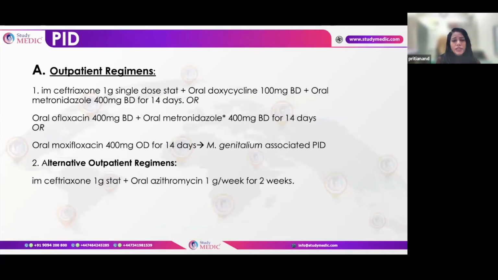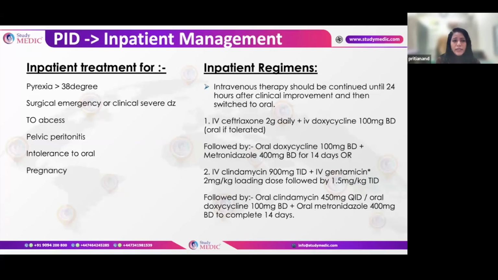PID treatment: basically most of the patients require outpatient treatment with a ceftriaxone stat dose and doxycycline and metronidazole for 14 days. Patients who have pyrexia, a surgical emergency, tubo-ovarian sepsis, peritonitis, or are intolerant to oral drugs, or if they are pregnant, then they are admitted for intravenous therapy. Intravenous therapy is given for at least 24 hours till clinical improvement occurs, and then you can switch them to oral therapy, making sure they complete a total duration of 14 days of therapy.